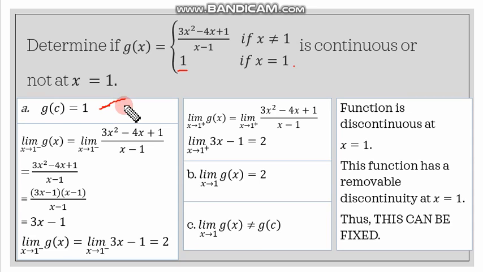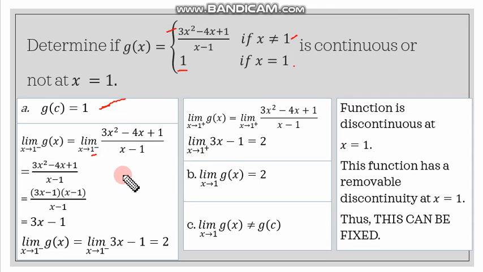Next is the limit of the function, 3x squared minus 4x plus 1 over x minus 1. We will use the first equation to determine the limit of the function, since we will use this function to determine the value of the limit on the left side and also on the right side. So the limit of 3x squared minus 4x plus 1 all over x minus 1 as x approaches 1 from the negative side.